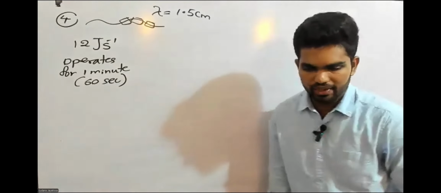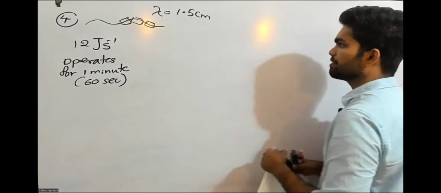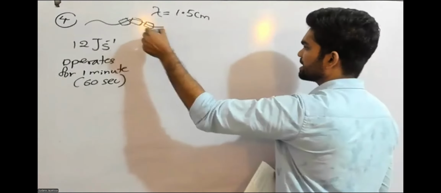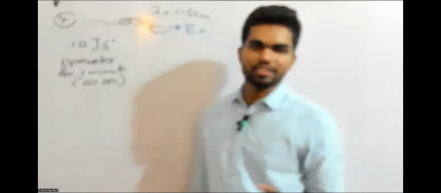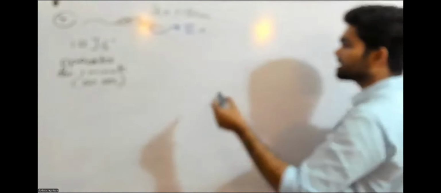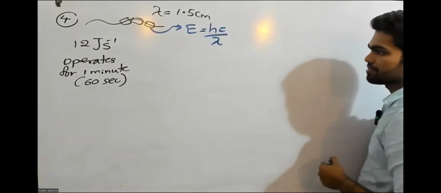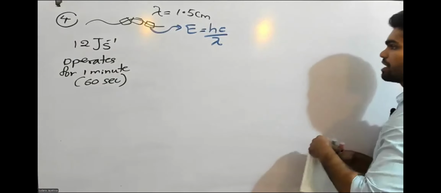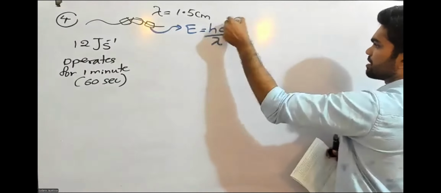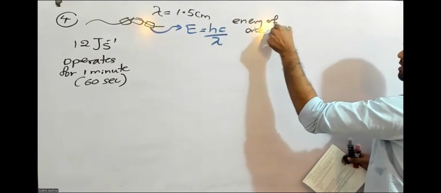Let's see how to do that one. From the wavelength, what can you find? From the wavelength, we can find the energy of one photon, isn't it? Because the energy of a photon is given by E equals hc over lambda. Remember this formula. By applying this, we can find the energy of one photon.